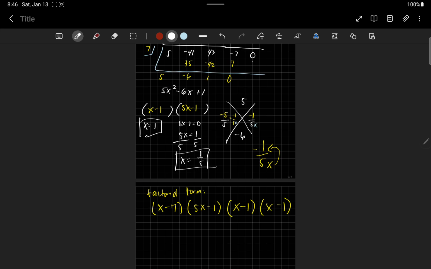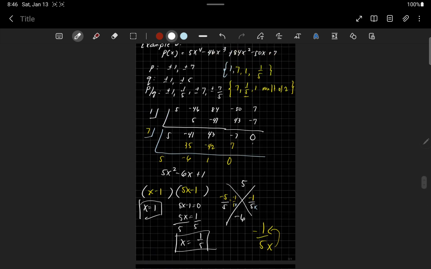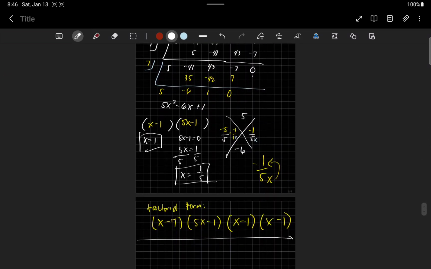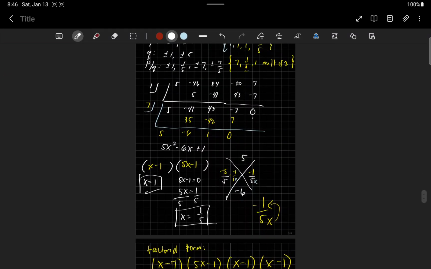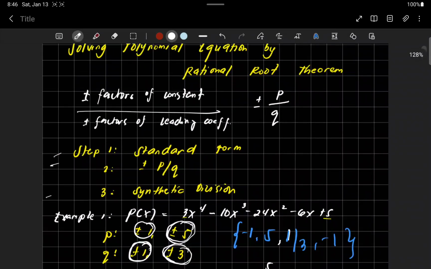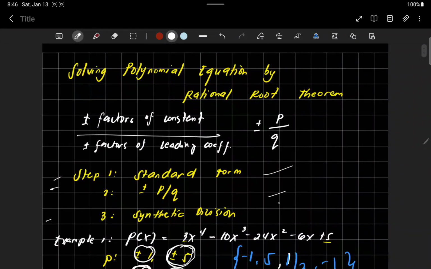So, that ends our video tutorial about solving polynomial equations using the rational root theorem. And I hope that with these 2 examples, following these steps, you will pass your exam. Okay, thank you for finishing this video, and I hope you learned everything about the rational root theorem.